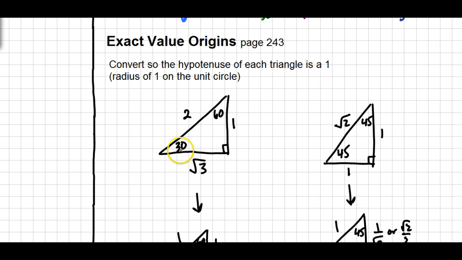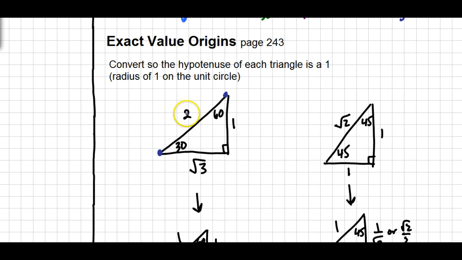So that's true for every 30, 60, 90 triangle. Similarly, for a 45, 45, 90 triangle, the legs would each be 1 and the hypotenuse would be square root of 2. So these are geometry review items that we're not going to get into much detail about. What we need to do to use these triangles for the unit circle is to convert them so that the hypotenuse of each triangle is a 1. Remember that our unit circle has a radius of 1, and so this hypotenuse length needs to be converted to a 1 so that we can superimpose this triangle onto the unit circle itself.